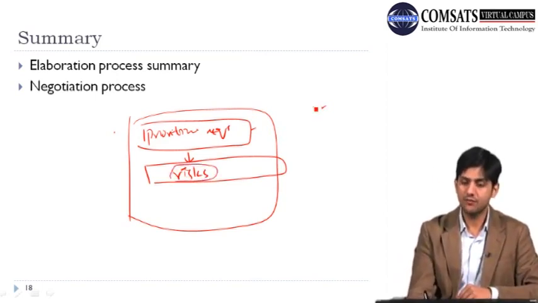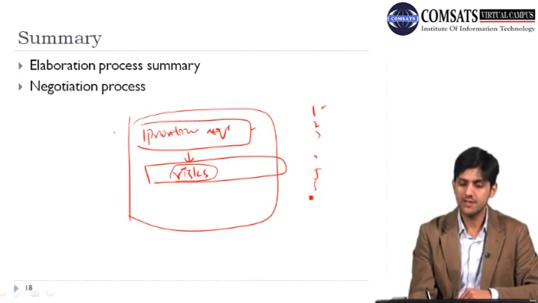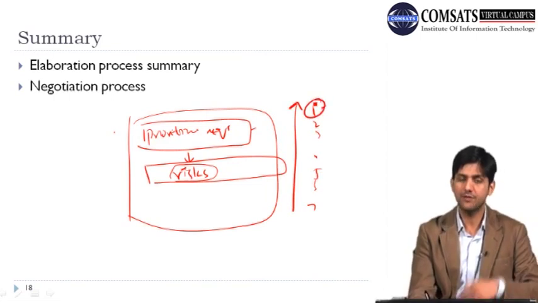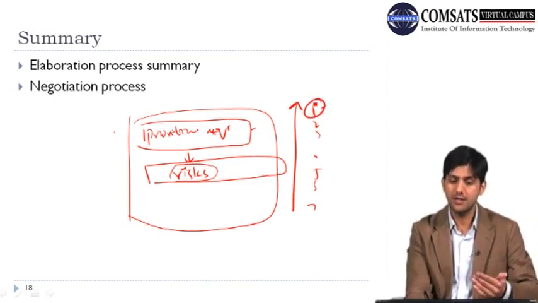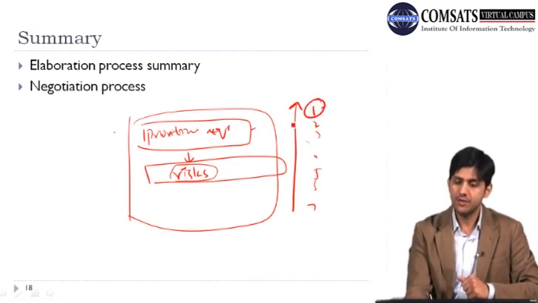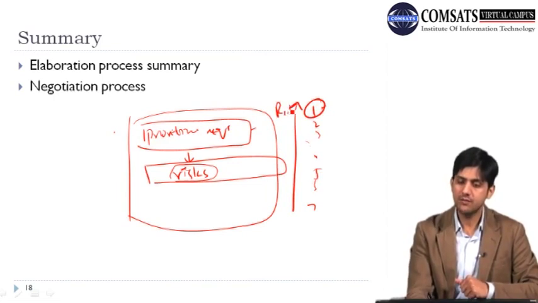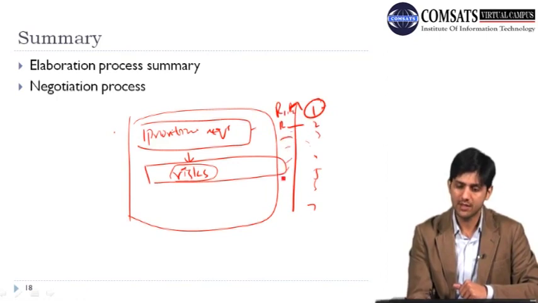So let's say we have a list of 1, 2, 3, 4, 5, 6, and these are the ranked requirements with the most important at the top. So the first requirement is of the highest priority, then number 2, number 3, and number 4. So we say, okay, these are the risks associated with requirement 1 and the risks associated with requirement 2. So we list all these things.